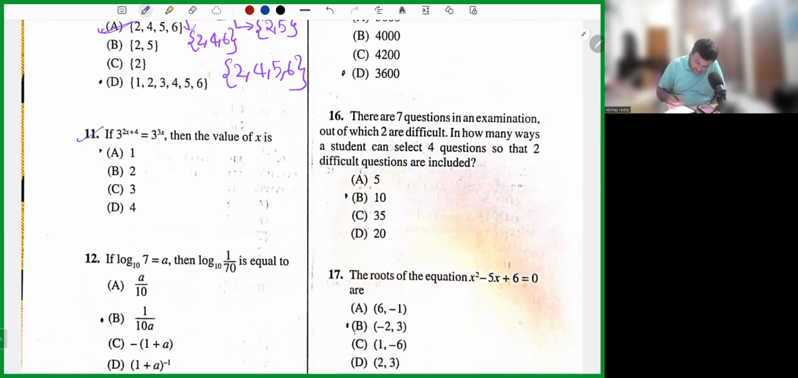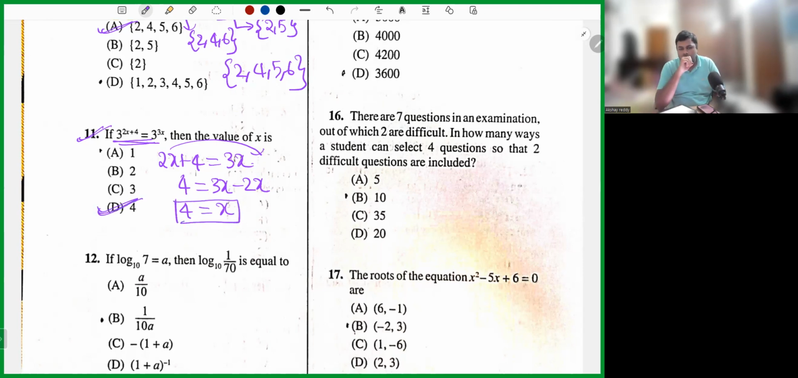Question number 11, a chiller question. This is 3 power 2x plus 4 is equal to 3 power 3x. Bases are equal, so powers can be equated. 2x plus 4 is equal to 3x. Let's take 2x to the right side. 4 is equal to 3x minus 2x, which is x. So the value of x is equal to 4.